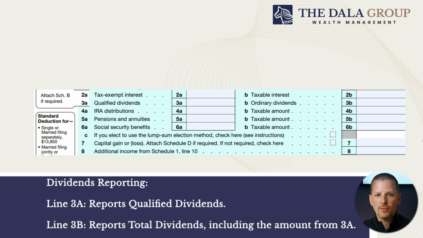Now, one confusing item about how these dividends are reported is that line 3B includes the qualified dividends from line 3A. So if my total dividends are $10,000 and $7,000 of that amount are qualified dividends, I would report $7,000 on line 3A and $10,000 on line 3B.